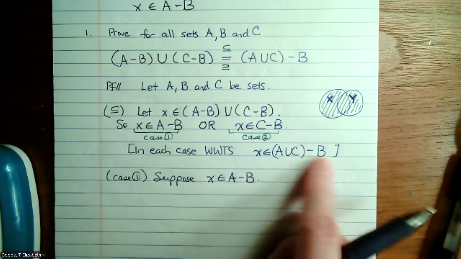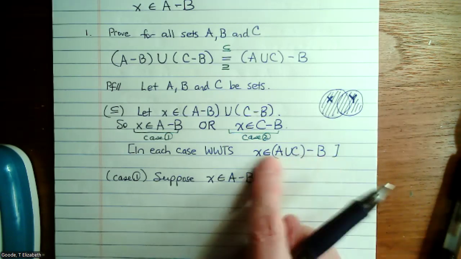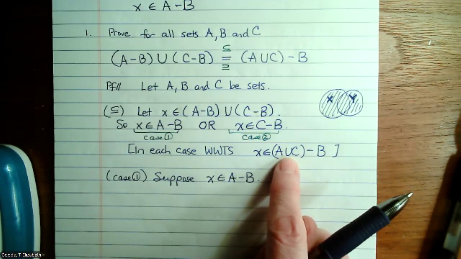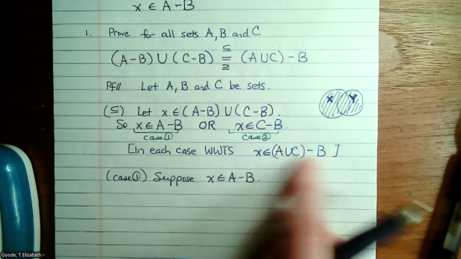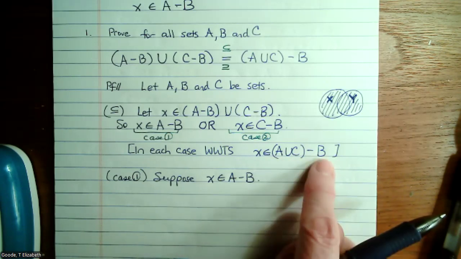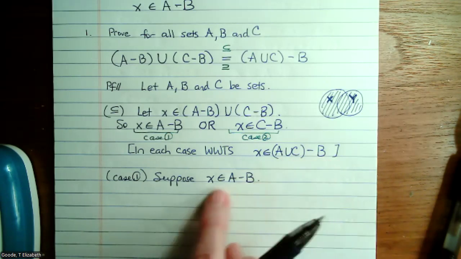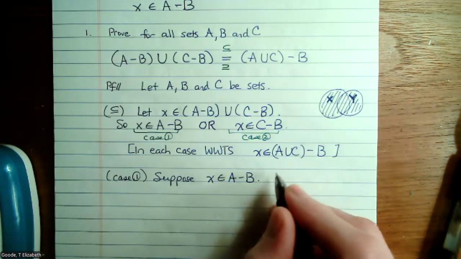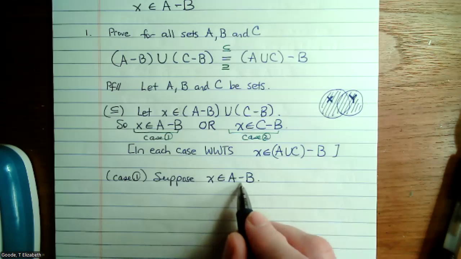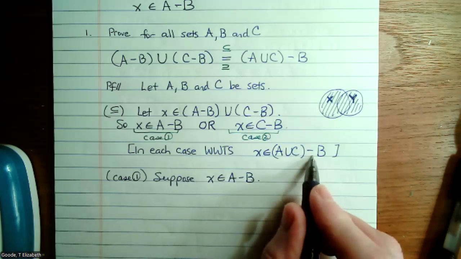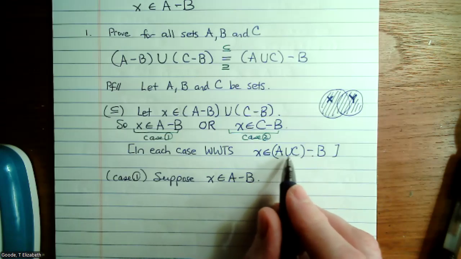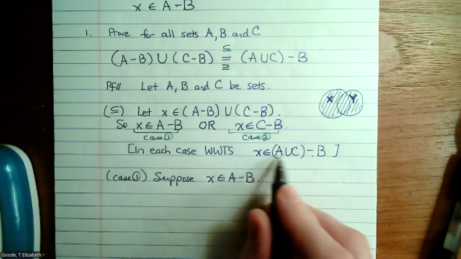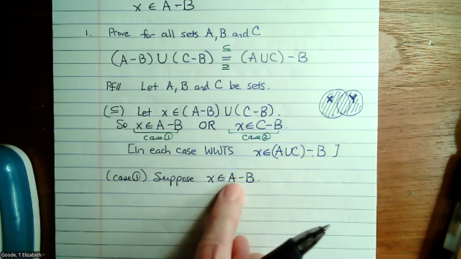and we kind of want to think ahead. What's it going to take to show that X is in A union C minus B? We might want to start thinking ahead. Well, we know X can't be an element in B, and X must be an element in A or in C. It needs to be in A union C. Right.